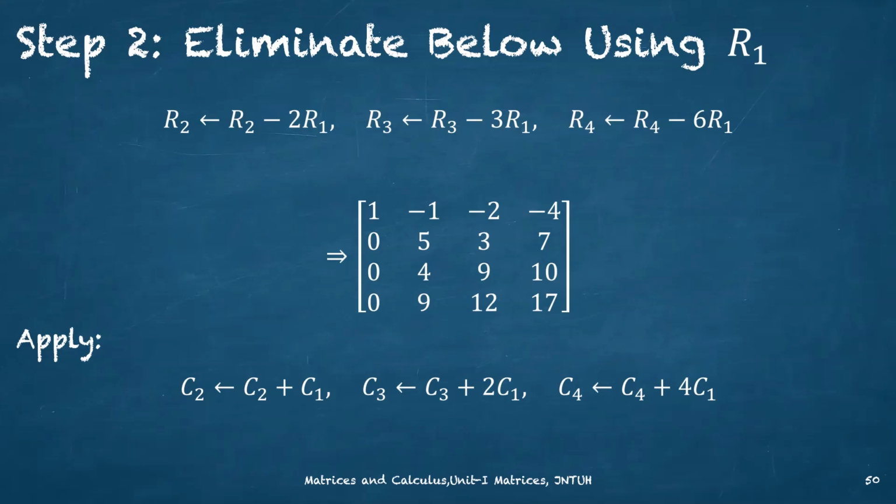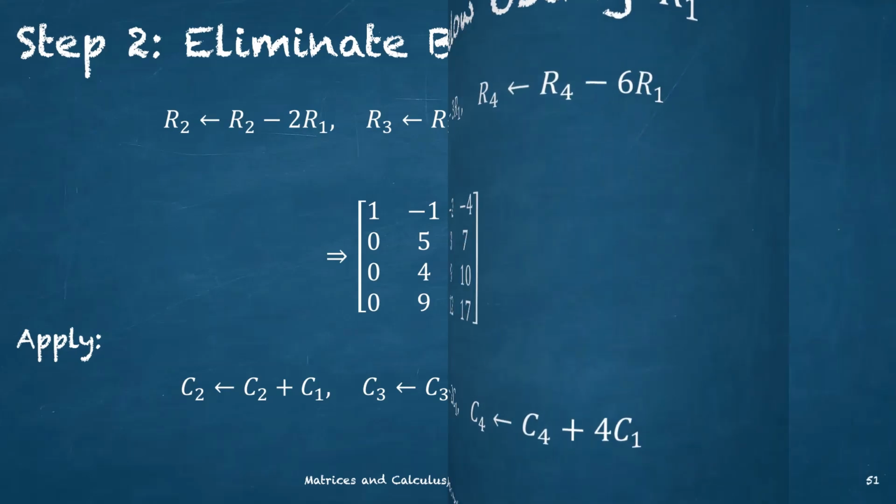After these row operations, the matrix becomes row 1: 1, -1, -2, -4; row 2: 0, 5, 3, 7; row 3: 0, 4, 9, 10; and row 4: 0, 9, 12, 17. Next, we apply column operations: add column 1 to column 2, add 2 times column 1 to column 3, and add 4 times column 1 to column 4. These steps help move the matrix closer to normal form.